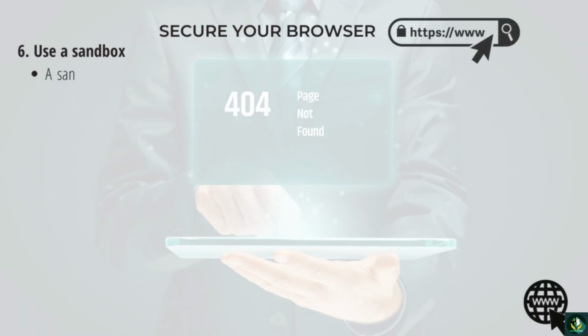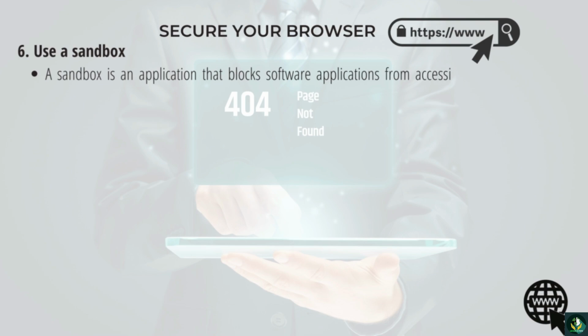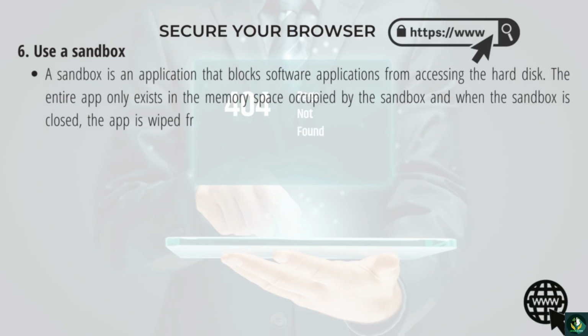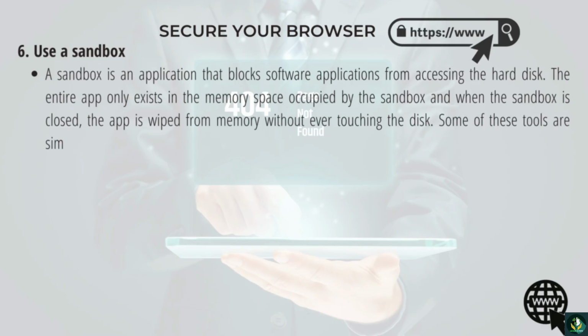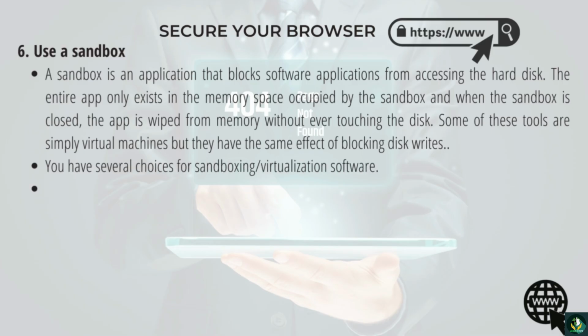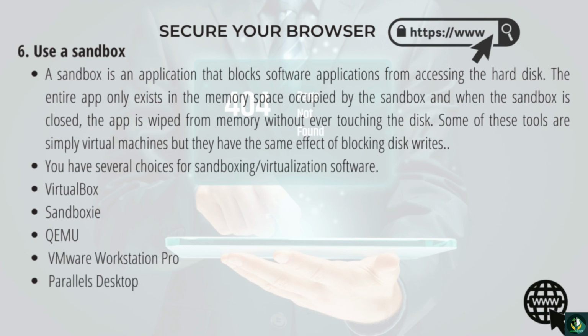6. Use a sandbox. A sandbox is an application that blocks software applications from accessing the hard disk. The entire app only exists in the memory space occupied by the sandbox, and when the sandbox is closed, the app is wiped from memory without ever touching the disk. Some of these tools are simply virtual machines, but they have the same effect of blocking disk writes. You have several choices for sandboxing or virtualization software: VirtualBox, Sandboxie, QEMU, VMware Workstation Pro, and Parallels Desktop.